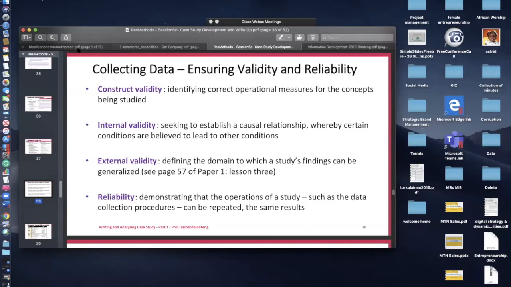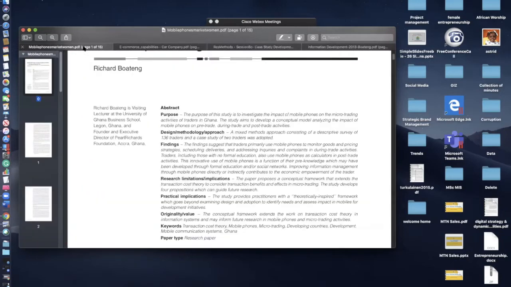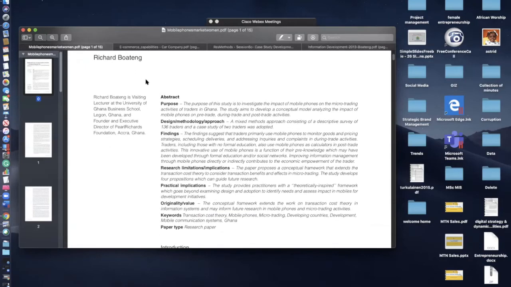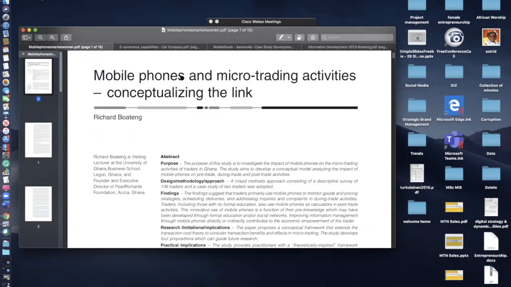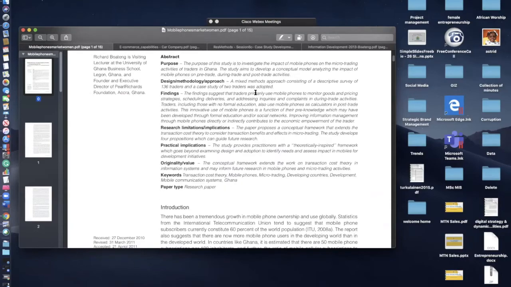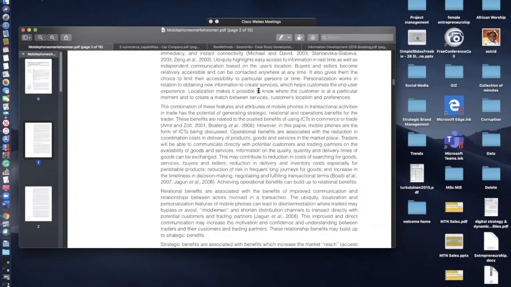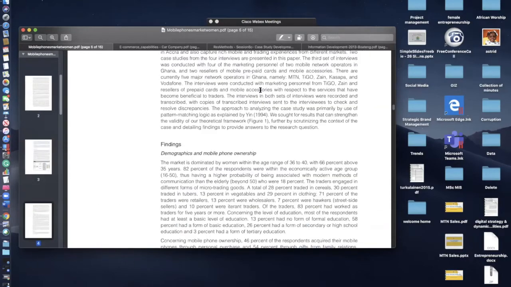I'm now looking at the market women paper I gave you. That was the first paper I gave you. So I'm going to go to that one and show it to you. Patrick, can you see it? I'm showing the market women paper, mobiles and micro trading. Can you see that? Good. Now I thought it was not showing. Okay, now let's go down the paper and try to look at some of the cases.